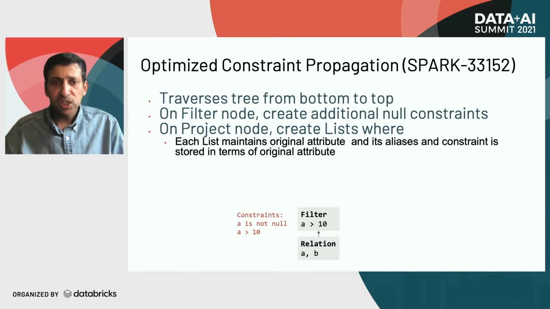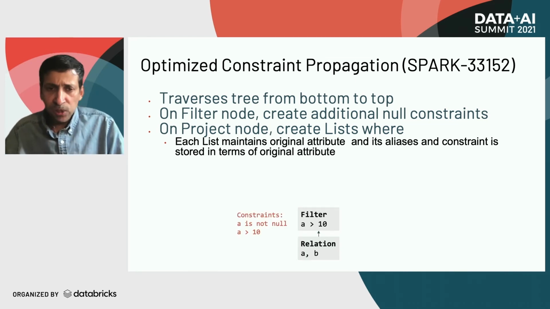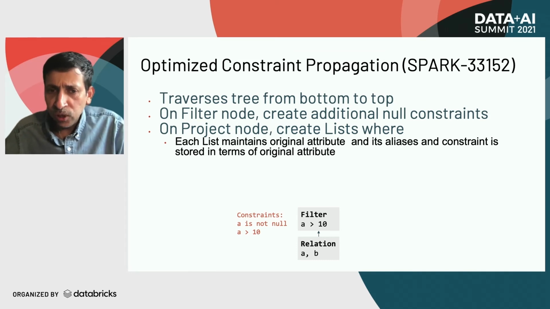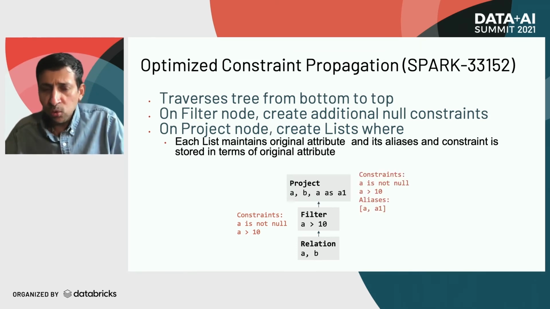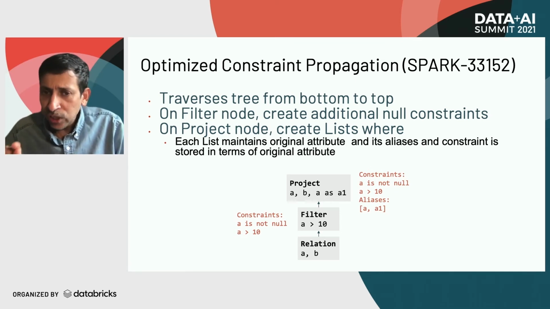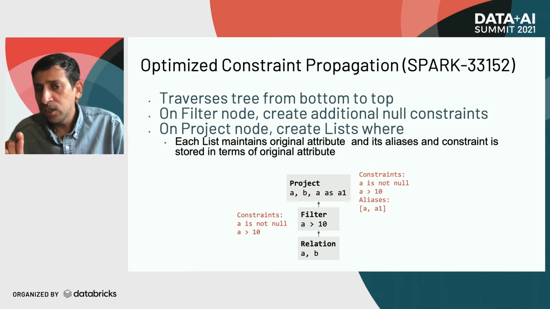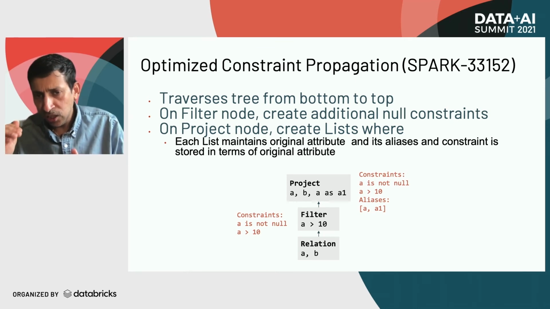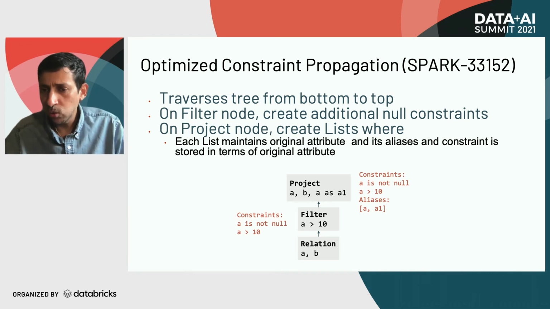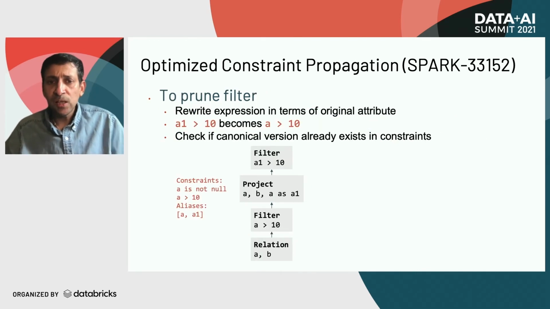So let's take a look at this example. Here on filter node, we have A is not null and A greater than 10. When a project node comes, we just store the original constraint in terms of original attribute A. So we have A is not null and A greater than 10. And we keep track of the aliases that A and A1 are in a list where A1 is equivalent to A. So how does it help?